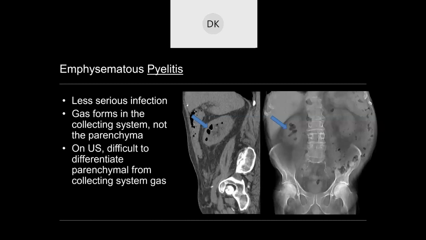The problem is on ultrasound, it's difficult to differentiate parenchymal gas from collecting system gas, and in those cases, CT can be helpful. Often if the parenchyma is involved, the whole kidney or most of it will be gassed out, and you'll see that extending to the cortex.